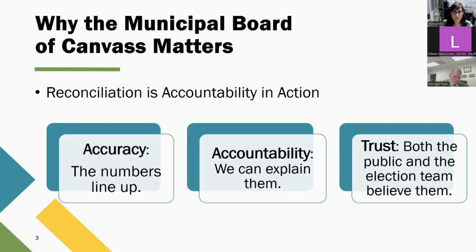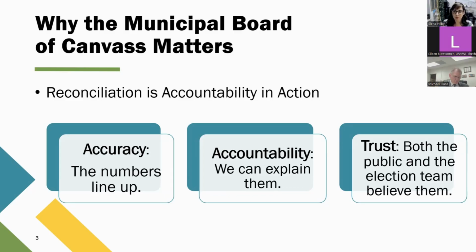Everything that happens in this phase comes back to three principles: accuracy, the numbers line up; accountability, we can explain them; and trust, the public can believe in them. Together, the canvass and reconciliation turn election night results into verified records the entire community can have confidence in.